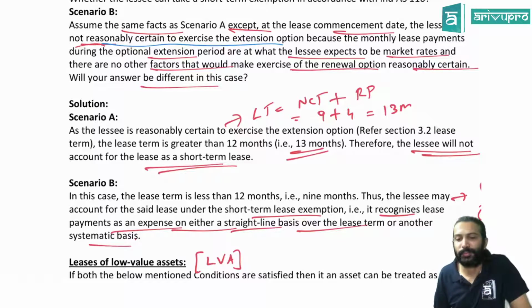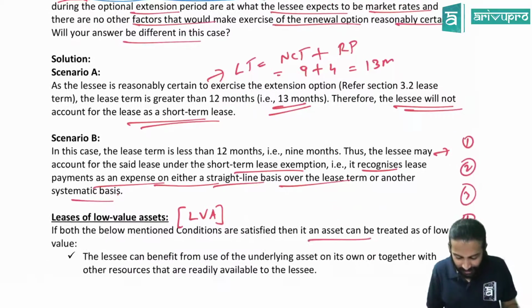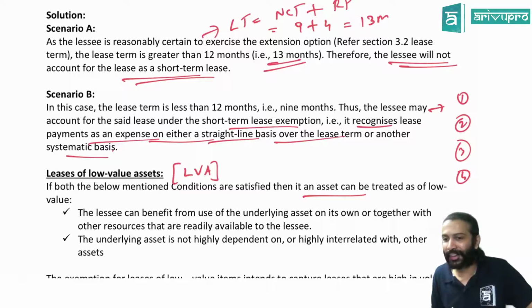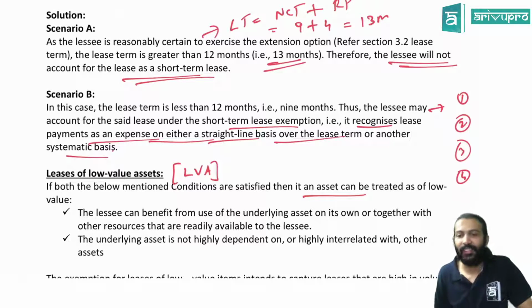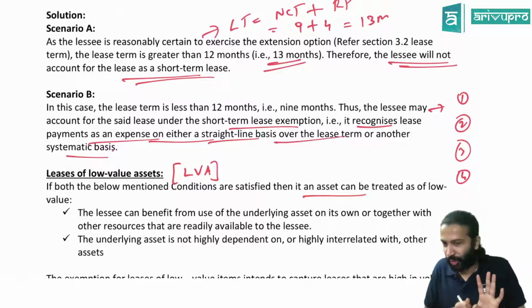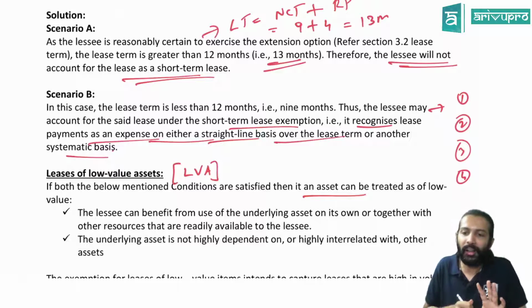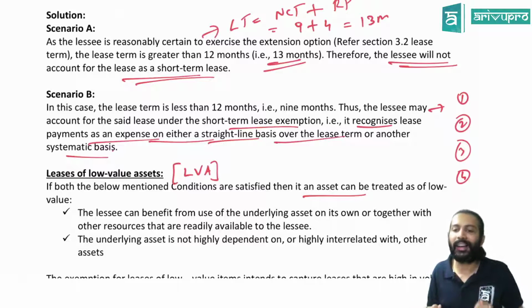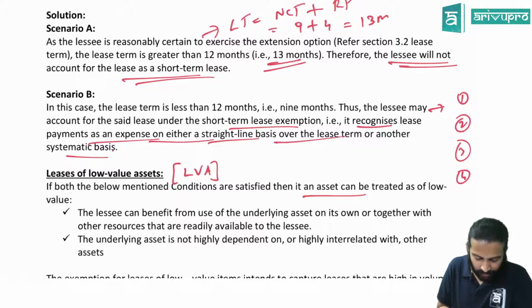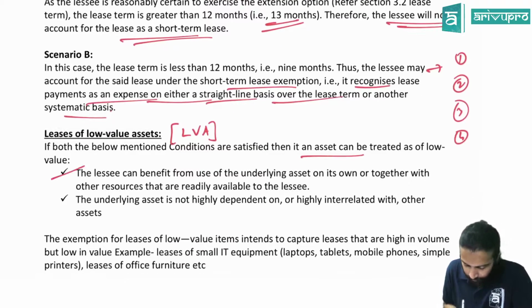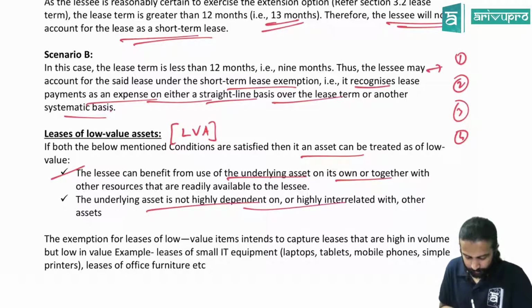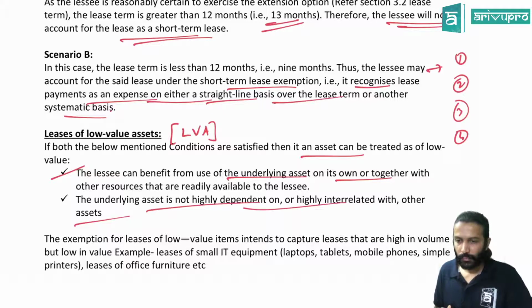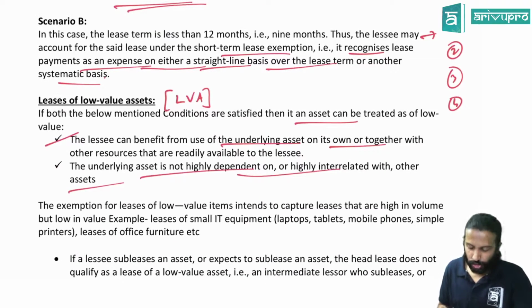Same thing here also. You can call an asset an LVA provided, here not the customer but the lessee, can use the asset on its own as an independent asset or by combining with existing resources. Second, it should not be highly interrelated or interdependent. If that is the case, you can call an asset an LVA. Same features. Any confusion or okay now? Okay, sir. The third criterion is that sublease should not be done.